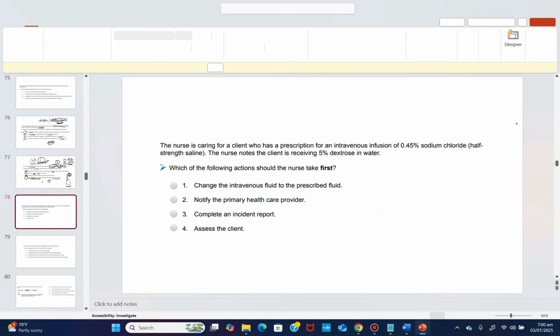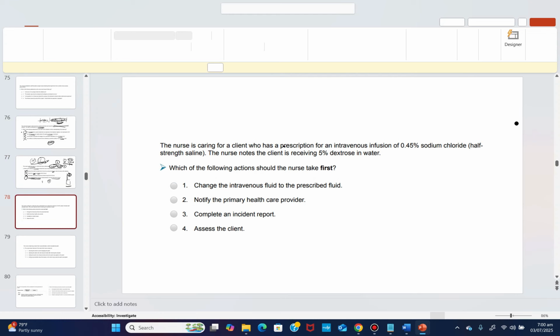So yeah, this is also interesting. Now the nurse is caring for a client who has a prescription for an intravenous infusion of 0.45% sodium chloride. The nurse notes the client is receiving 5% dextrose. So what's going on right here?